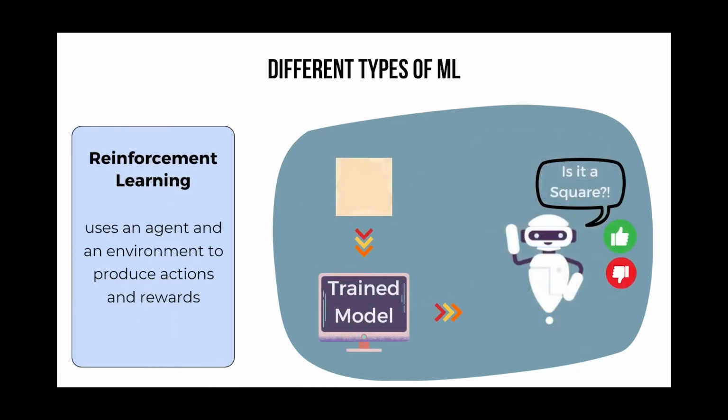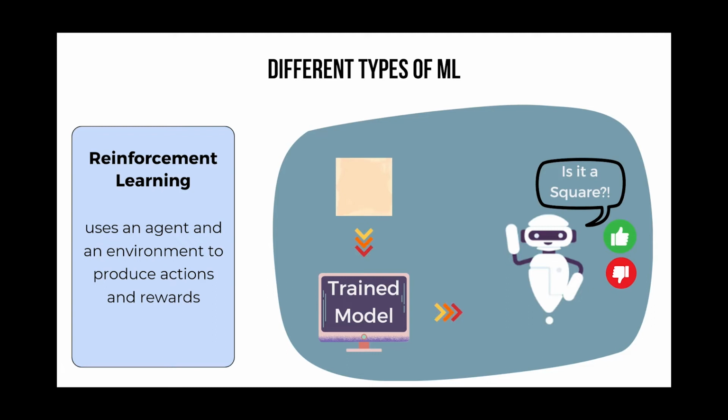And we have reinforcement learning. Reinforcement learning trains a machine to take suitable actions and maximize reward in a particular situation. It uses an agent and an environment to produce actions and rewards. The agent has a start and an end state. But there might be different paths for reaching the end state, like a maze. In this learning technique, there is no predefined target variable.